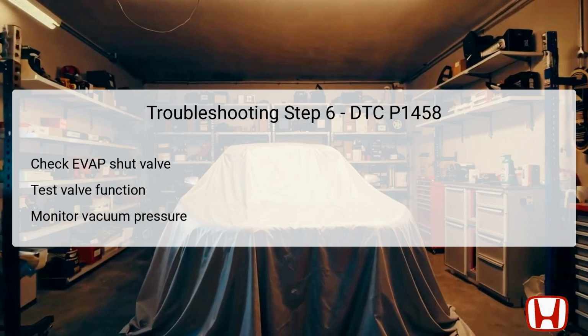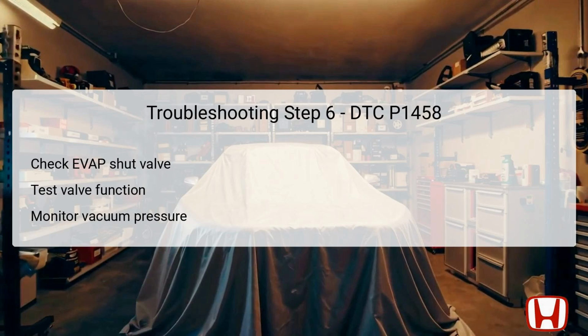In the final troubleshooting step, focus on the evap canister vent shut valve. Disconnect the evap canister vent hose from the canister and connect your vacuum pump and gauge to the shut valve port. Ensure the vehicle's ignition is in the on position to facilitate monitoring of the HDS readings during this process.